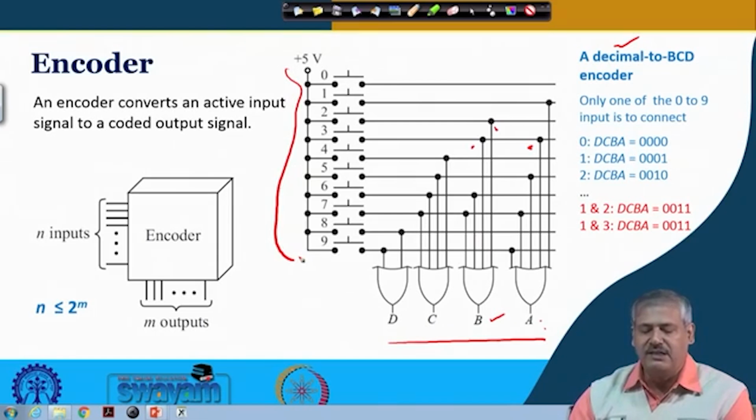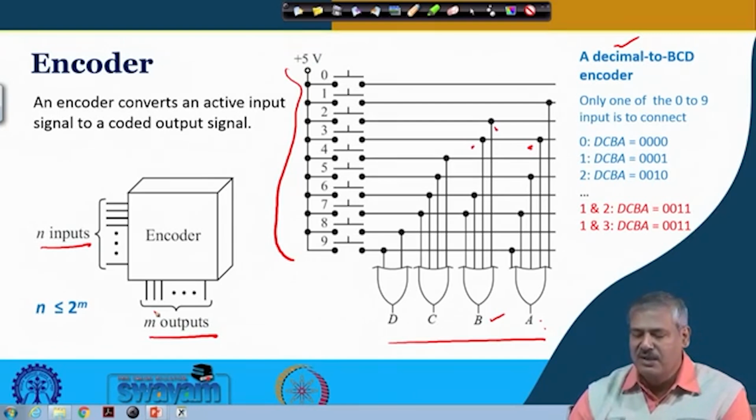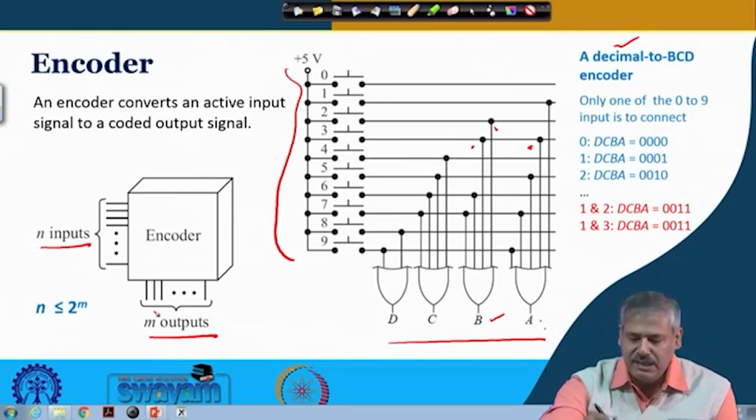So, instead of 10 signals sent, we can send only 4 signals in the encoded form, which will carry the information of the 10. So, this is the idea, right. With m outputs, we can send up to 2 to the power m inputs in an encoded form. Okay.